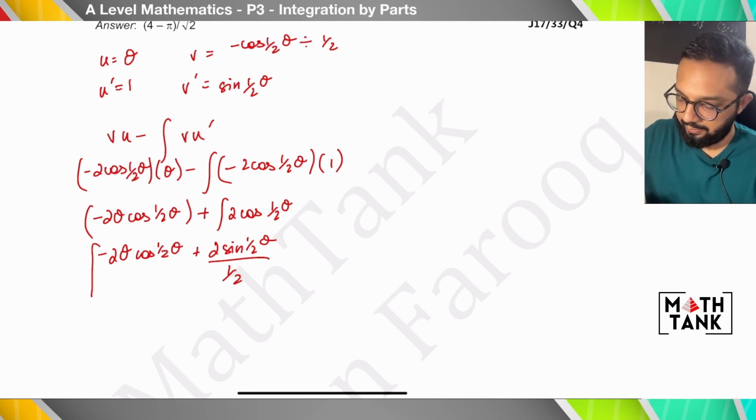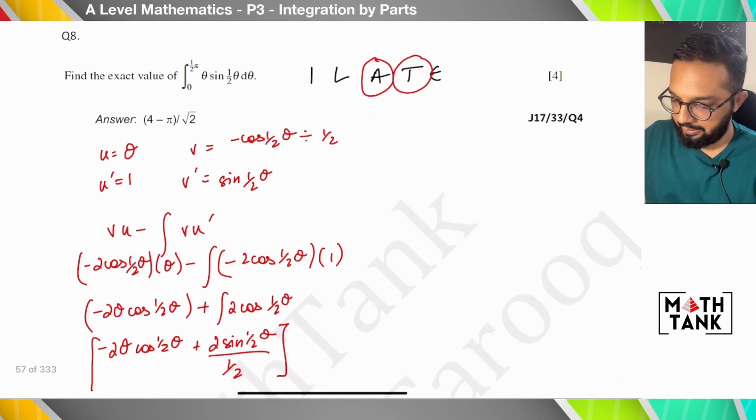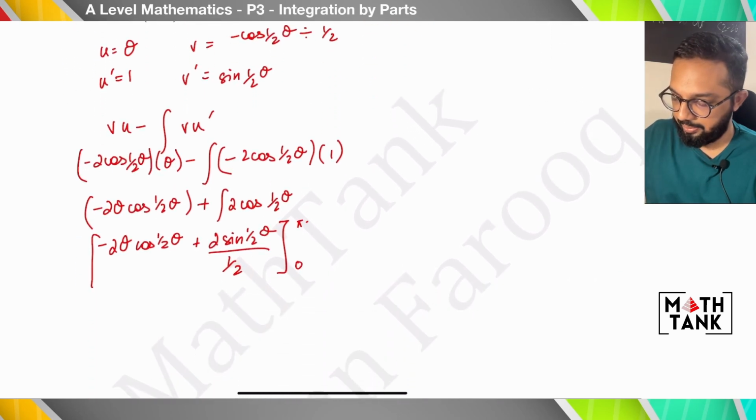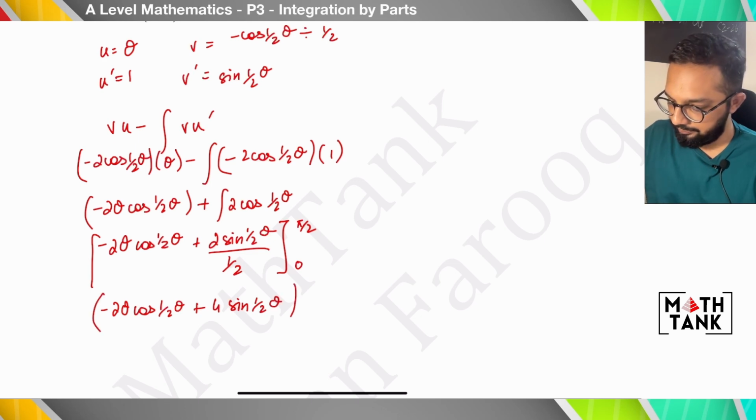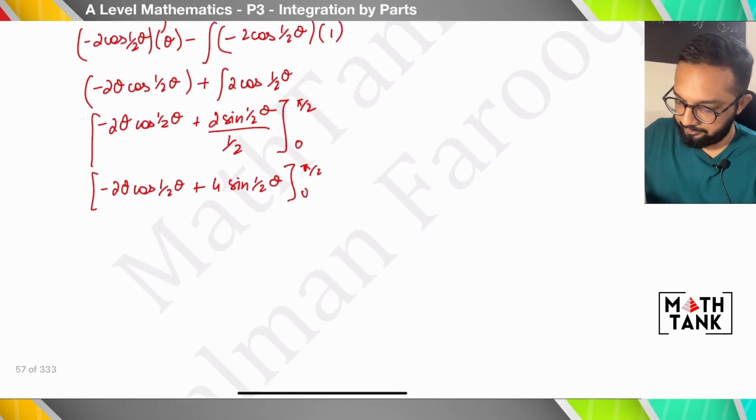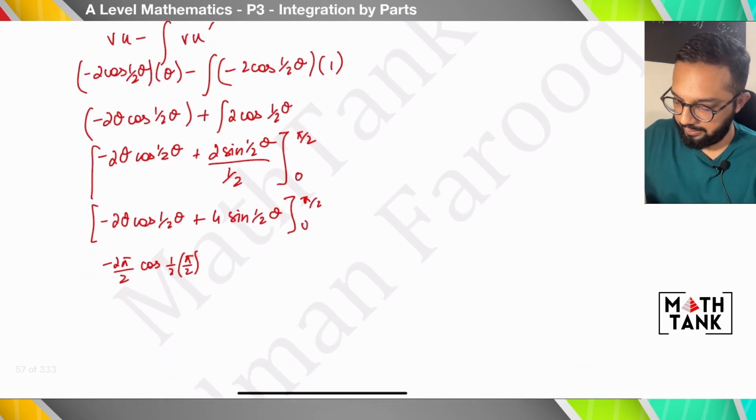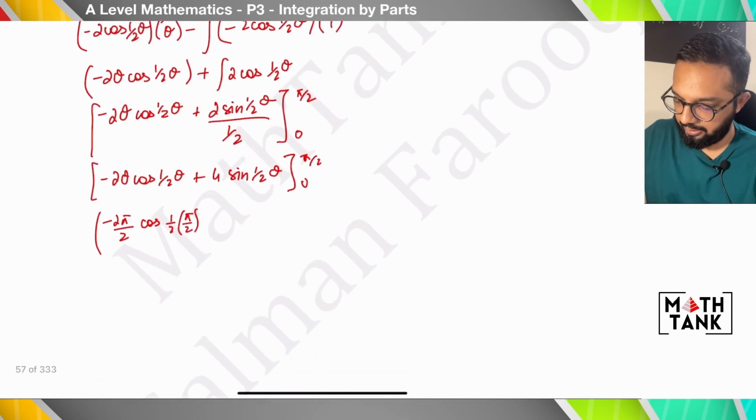So that gives me this, and I can apply the limits 0 to pi over 2. So I get minus 2 theta cos half theta plus 4 sine half theta. Applying the limits 0 to pi over 2: minus 2 pi over 2 cos, this is a root, yes, divided.